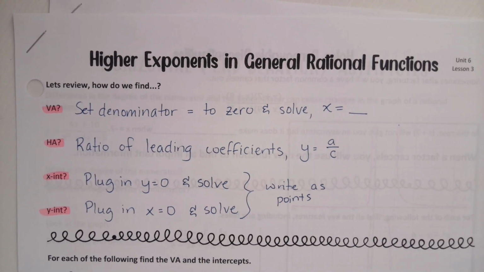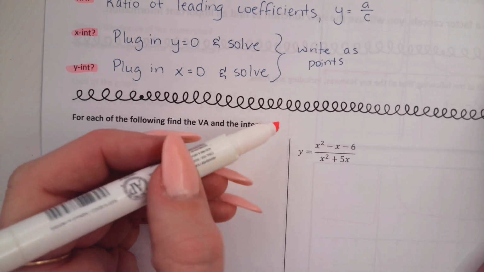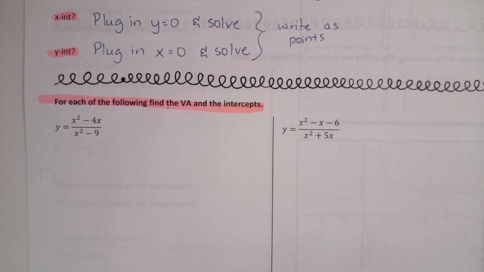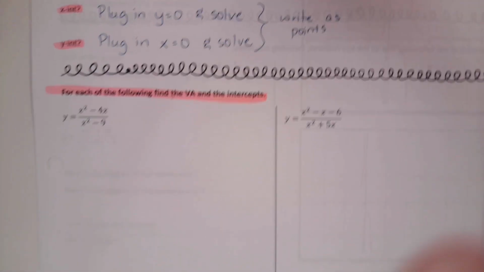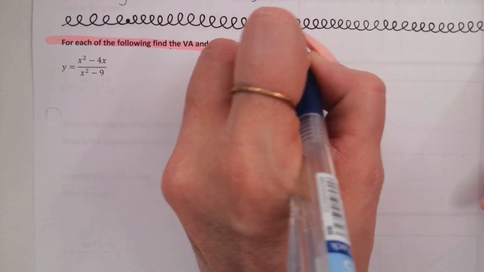The only thing different today is because when we have higher exponents, that means we might have a quadratic in the top or bottom, or maybe a cubic function in the top or bottom. So the first thing we're going to want to do is always factor them. That is going to help us find the vertical asymptotes and x-intercepts and y-intercepts easier. For each of the following, we're asked to find the vertical asymptote and the intercept. So we're skipping over the horizontal asymptote for these two. Again, anytime you see a quadratic on the top and bottom, the first thing you want to do is factor it. Factor first.